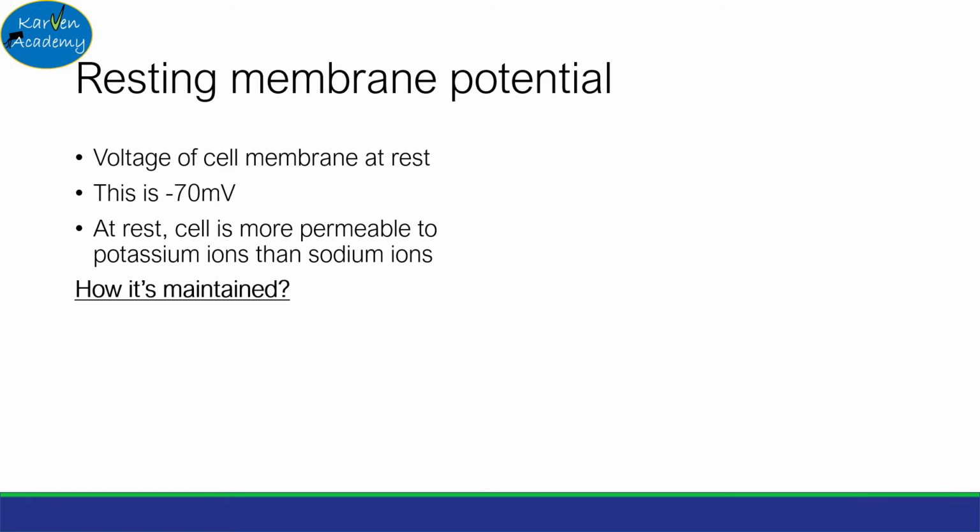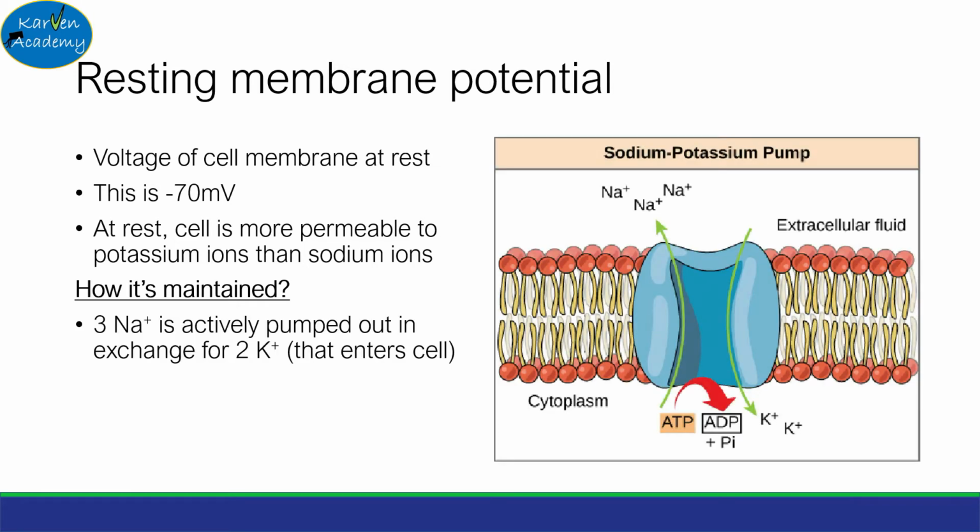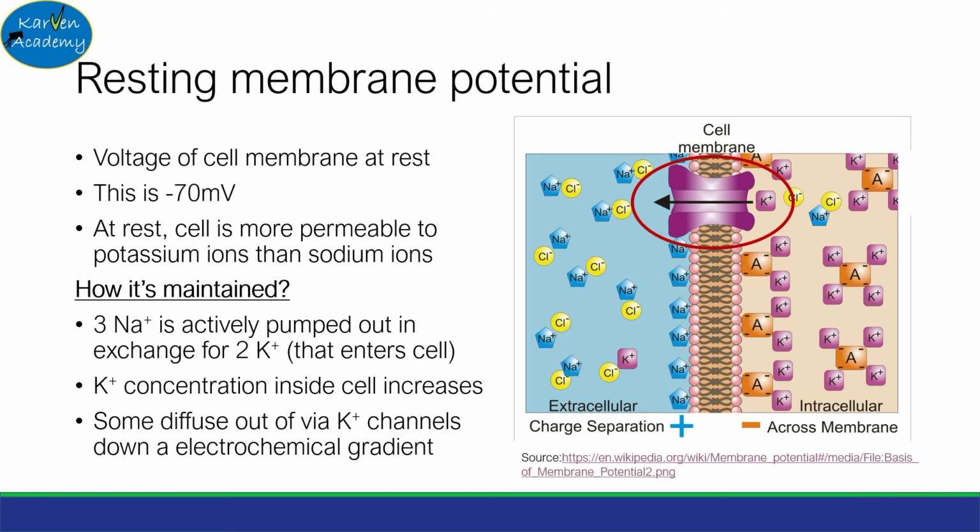A common exam question asked is how is this resting membrane potential maintained? And the classic mark scheme answer is as follows. Three sodium ions are actively pumped out of the cell in exchange for two potassium ions. This increases potassium ion concentration inside the cell. And some of these potassium ions diffuse out of the cell via potassium channels down an electrochemical gradient. This will be discussed in the next slide. Note that this process is an active process, and so it requires energy in the form of ATP.